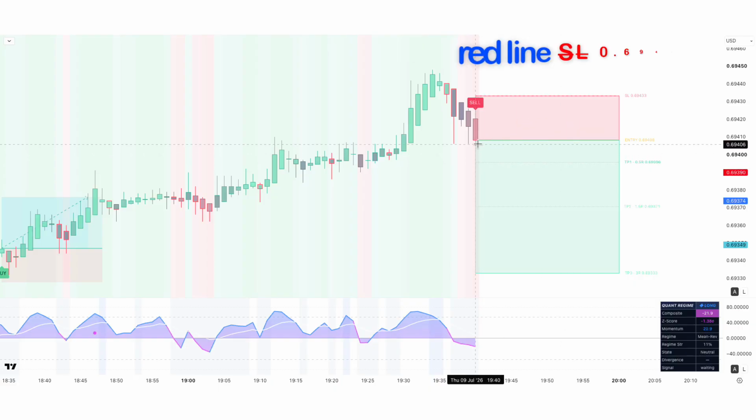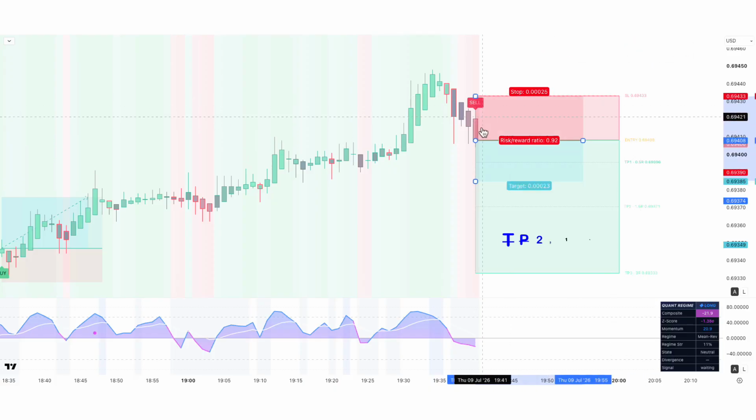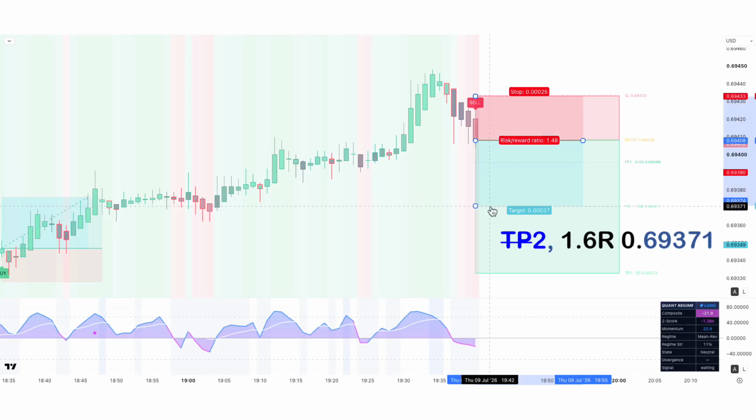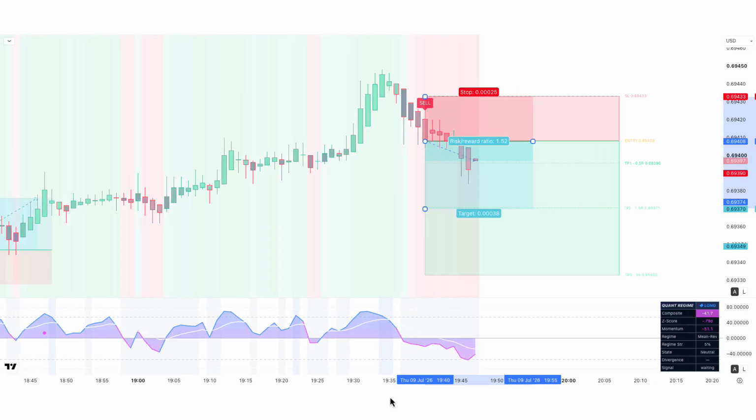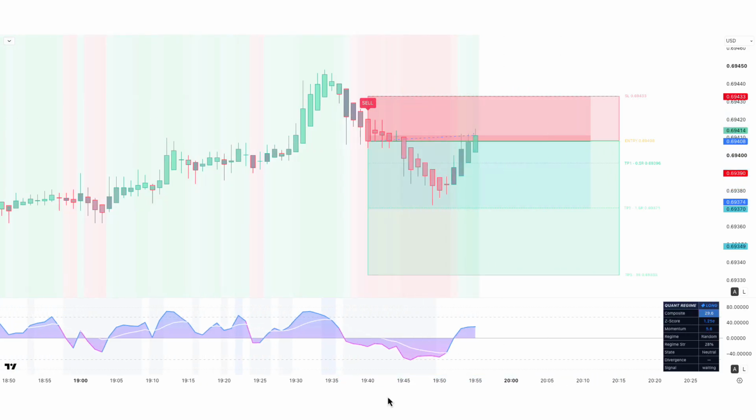at 0.69408. Our stop loss is to be placed at the red line SL, 0.69433, and the risk to reward ratio will be TP2 1.6R, 0.69371. Let's see what happens to our trade. Our trade is running in profit.